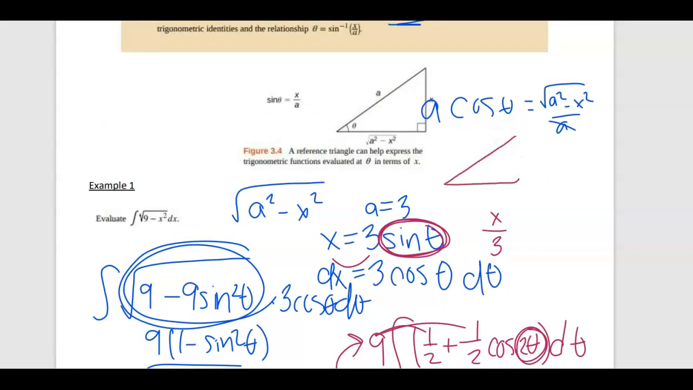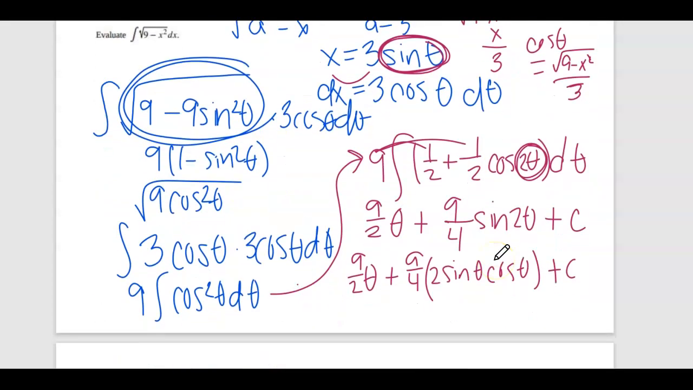Okay, so this is theta, this is x, this is 3. So cosine of theta is going to be the square root of 9 minus x squared over 3. So I'm going to do that substitution in here. And then theta is arc sine of x over 3.